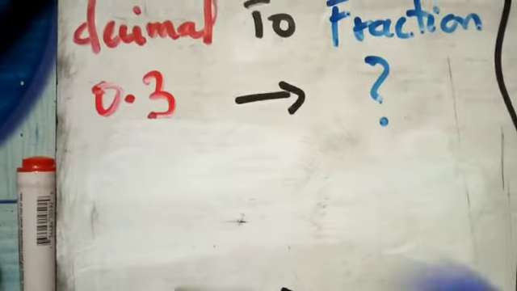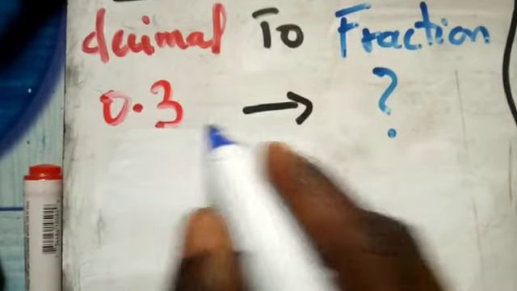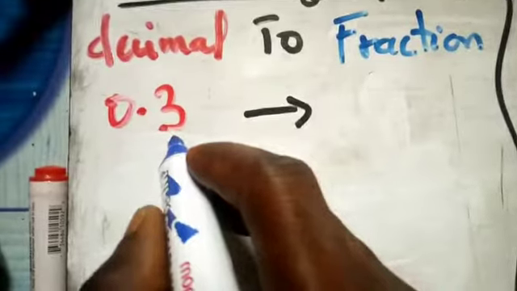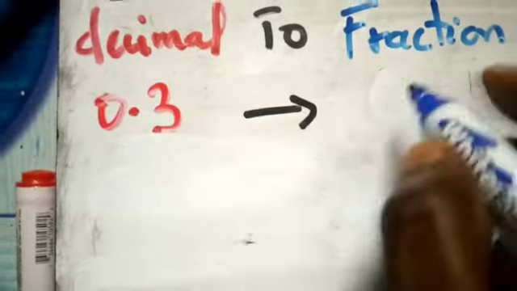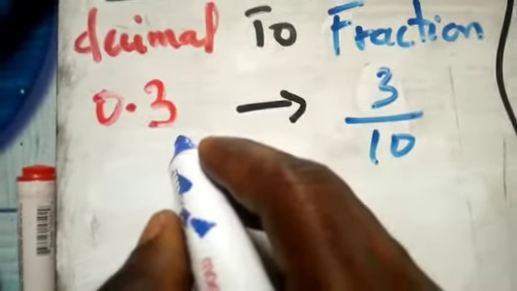So let's see. Of course this will be the tenth. Meaning that this number is 3, and here is the tenth. So this tells you that this will give me 3/10, since this is tenth.